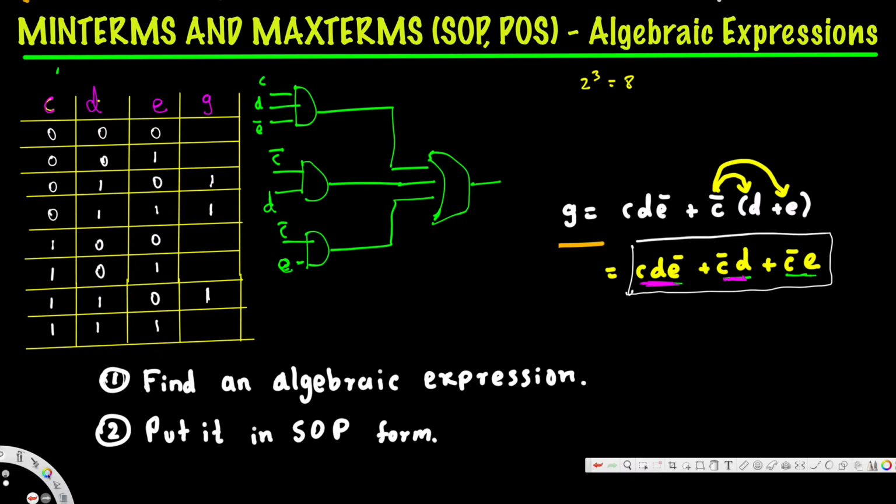And the next one we had to have is C bar E. So C has to be 0, E has to be 1. C has to be 0, E has to be 1. This is 1. And that's it. So those are the things that can produce 1. Others are going to be 0. Okay.